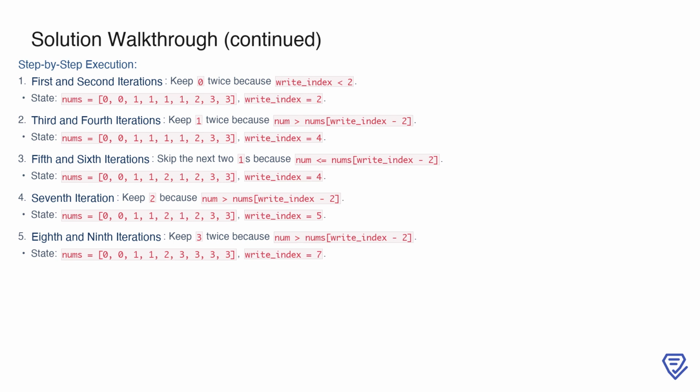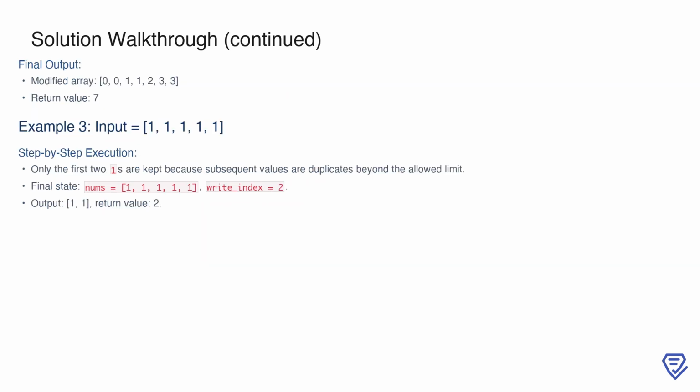Finally, in the 8th and 9th iterations, we process 3 twice. Since 3 is greater than nums[right_index - 2] in both cases, we include both, and right_index is updated to 7. By the end, the modified array is 0, 0, 1, 1, 2, 3, 3, and right_index is 7. In this second example, the final output is the array 0, 0, 1, 1, 2, 3, 3, and the return value is 7.